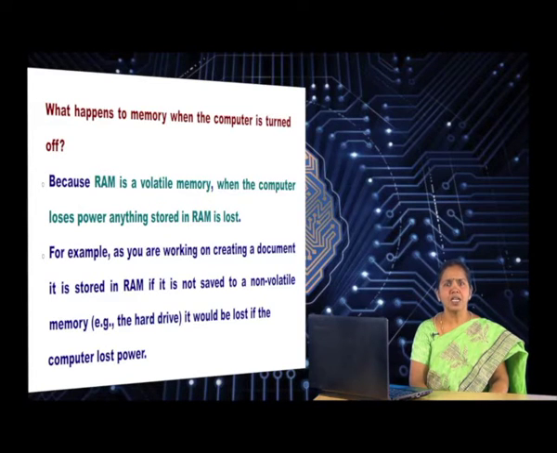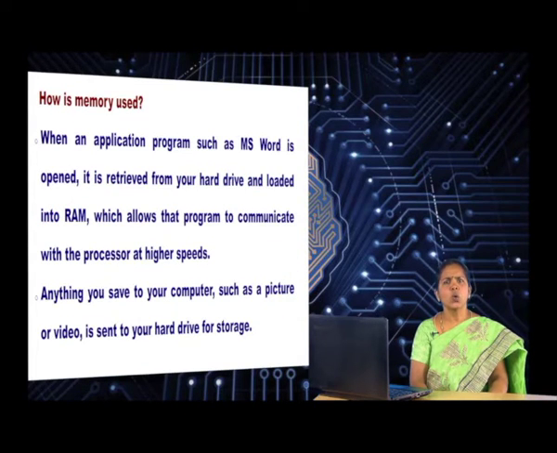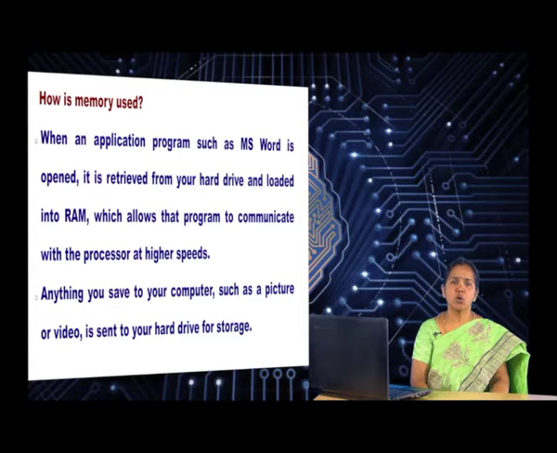For example, as you are working on creating a document, it is stored in RAM. If it is not saved to non-volatile memory, it would be lost if the computer lost power. How is memory used? When an application program such as MS Word is opened, it is loaded into RAM, which allows the program to communicate with the processor at higher speeds. Anything you save to your computer, such as a picture or video, is sent to the hard drive for storage.